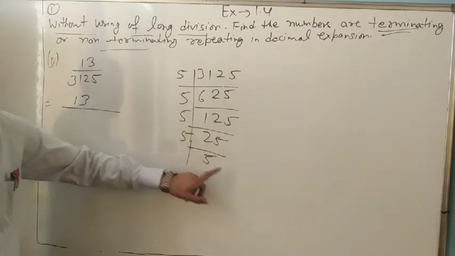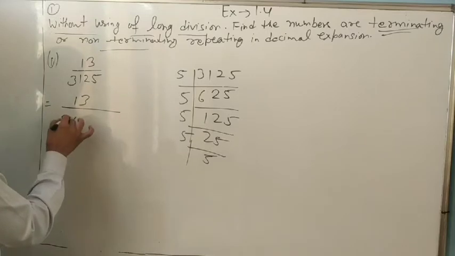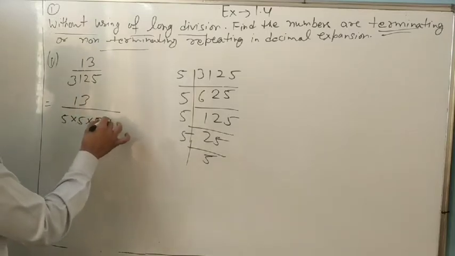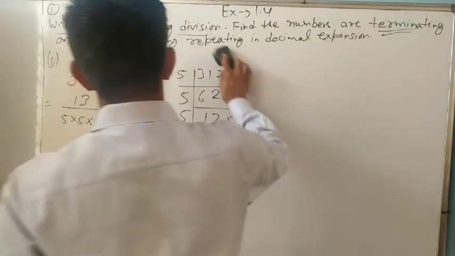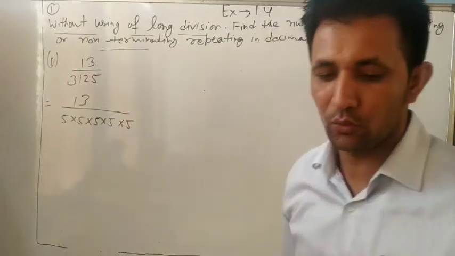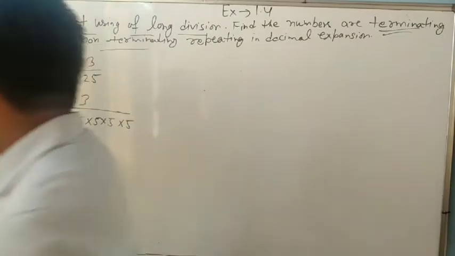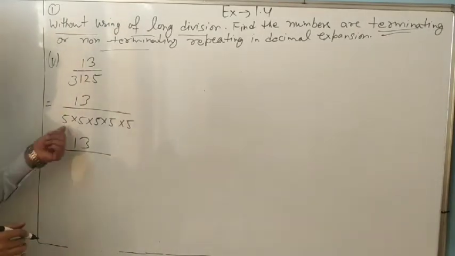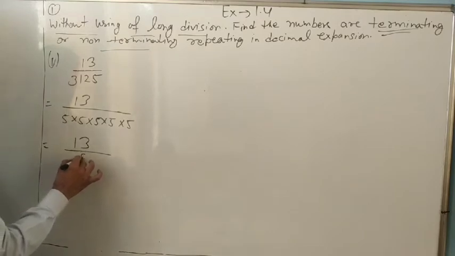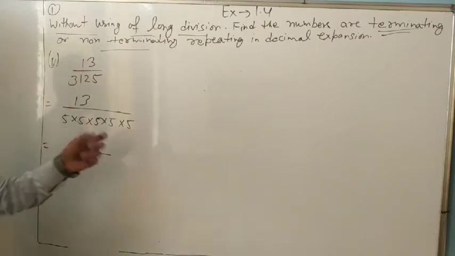1, 2, 3, 4, 5. 5 into 5 into 5 into 5. Understand it? So we write the prime factorization of Q. Okay, so it is 13 divided by, what can you write? 5 to the power 5. Can we write or not?